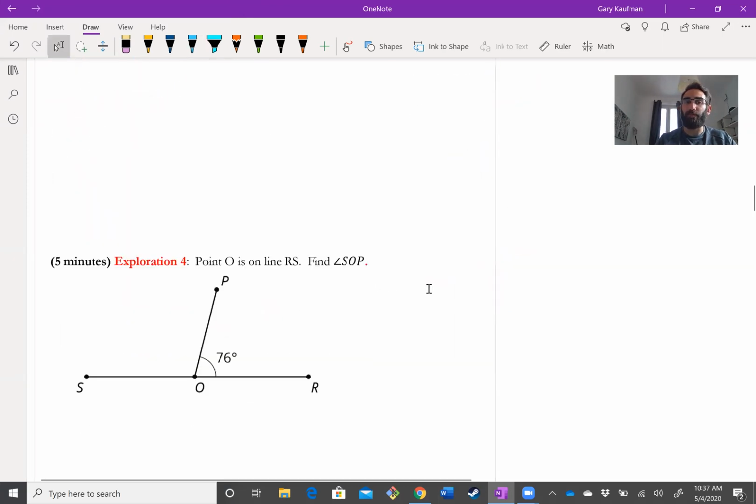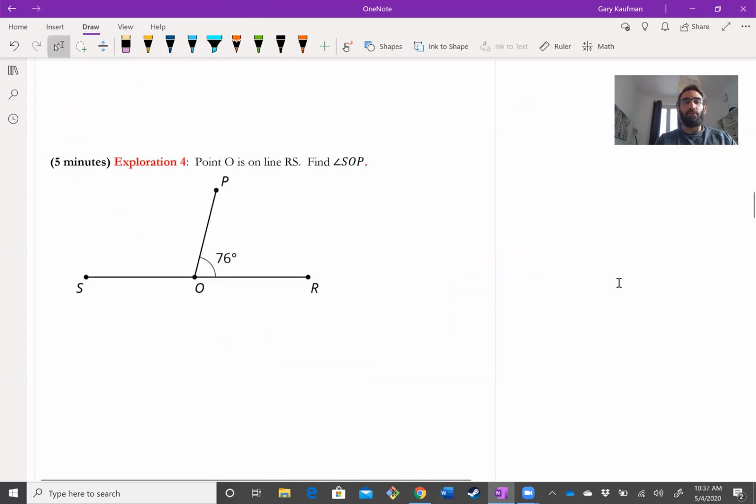One more exploration. So this is how we often refer to on a line. So point O is on a line RS. So that means this makes a line. Find me SOP.